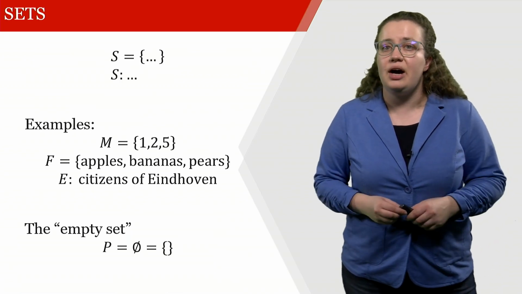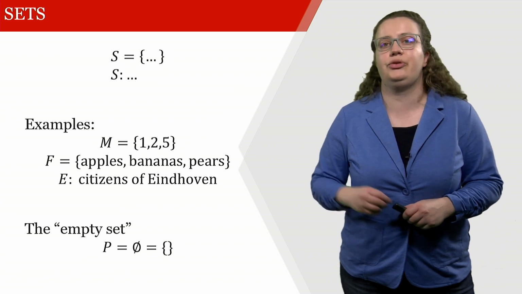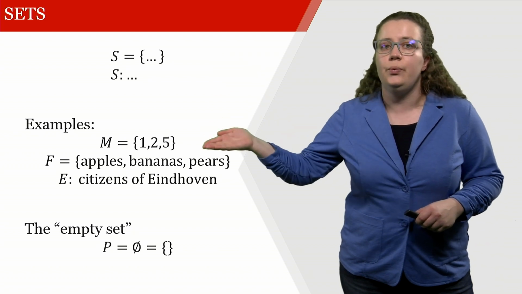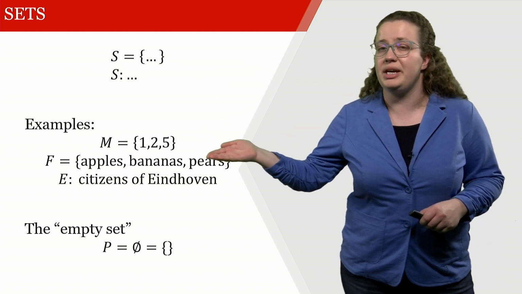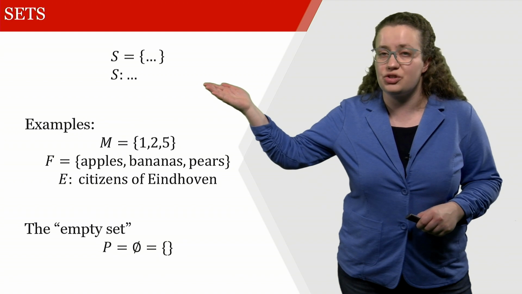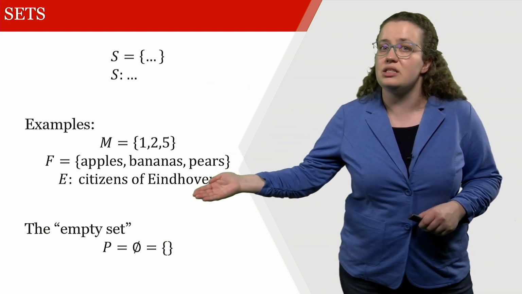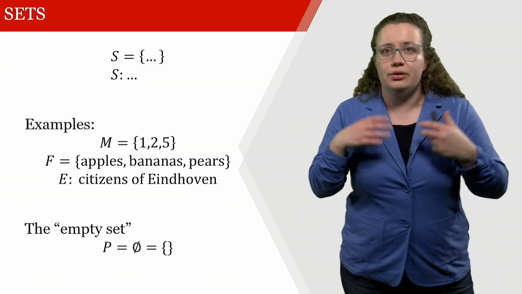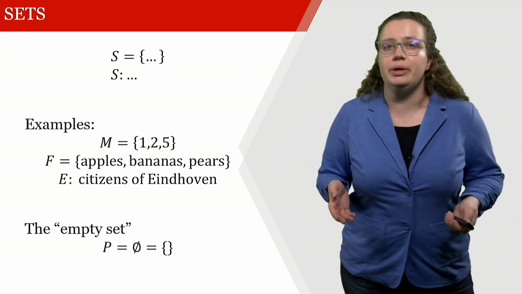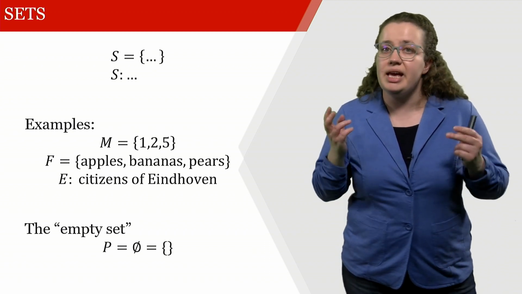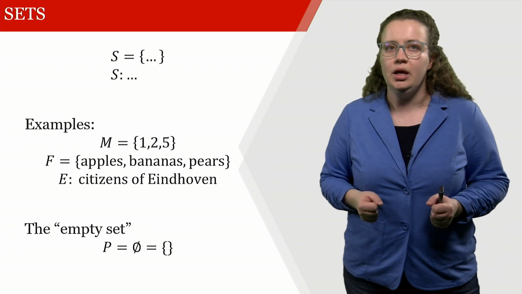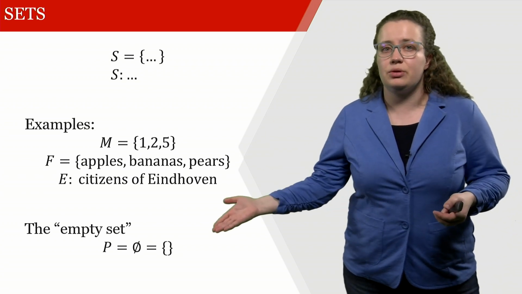So let's look at how we denote a set. We're saying S equals curly braces open, curly braces closed, some content. So for instance, S equals {1, 2, 5}, or {apples, bananas, pears}. We could also say S colon and then some description. For instance, E is the citizens of Eindhoven. We don't want to denote all the 200-something thousand people individually. And for some sets, we might not even know it. But we still want to say, okay, everyone who satisfies this criterion, everyone who lives in Eindhoven, is meant in the set E.